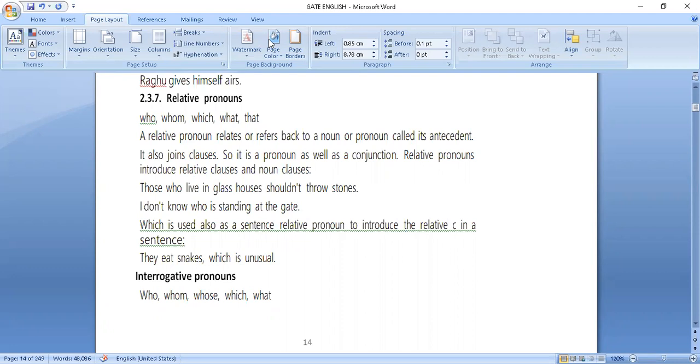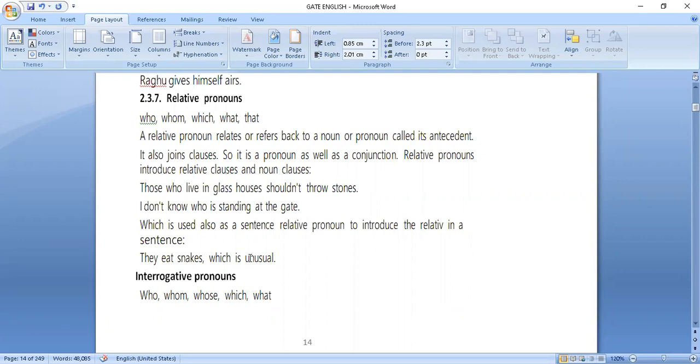It also joins clauses. So it is a pronoun as well as a conjunction. Relative pronouns introduce relative clauses and noun clauses. I don't know who is standing at the gate, which is also used as a sentence relative pronoun to introduce the relative in a sentence. Next, they eat snakes, which is unusual.